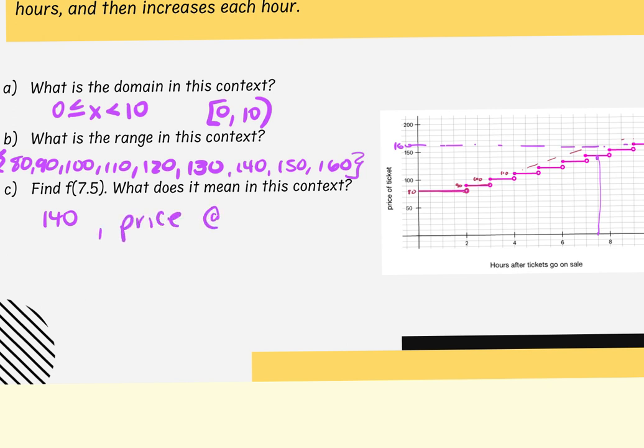The price of the ticket at 7 hours and a half is $140. So something along those ways. 7 hours and 30 minutes, 7.5 hours, whatever. It is $140, so you have to be specific. $140. Exactly, not just 140.